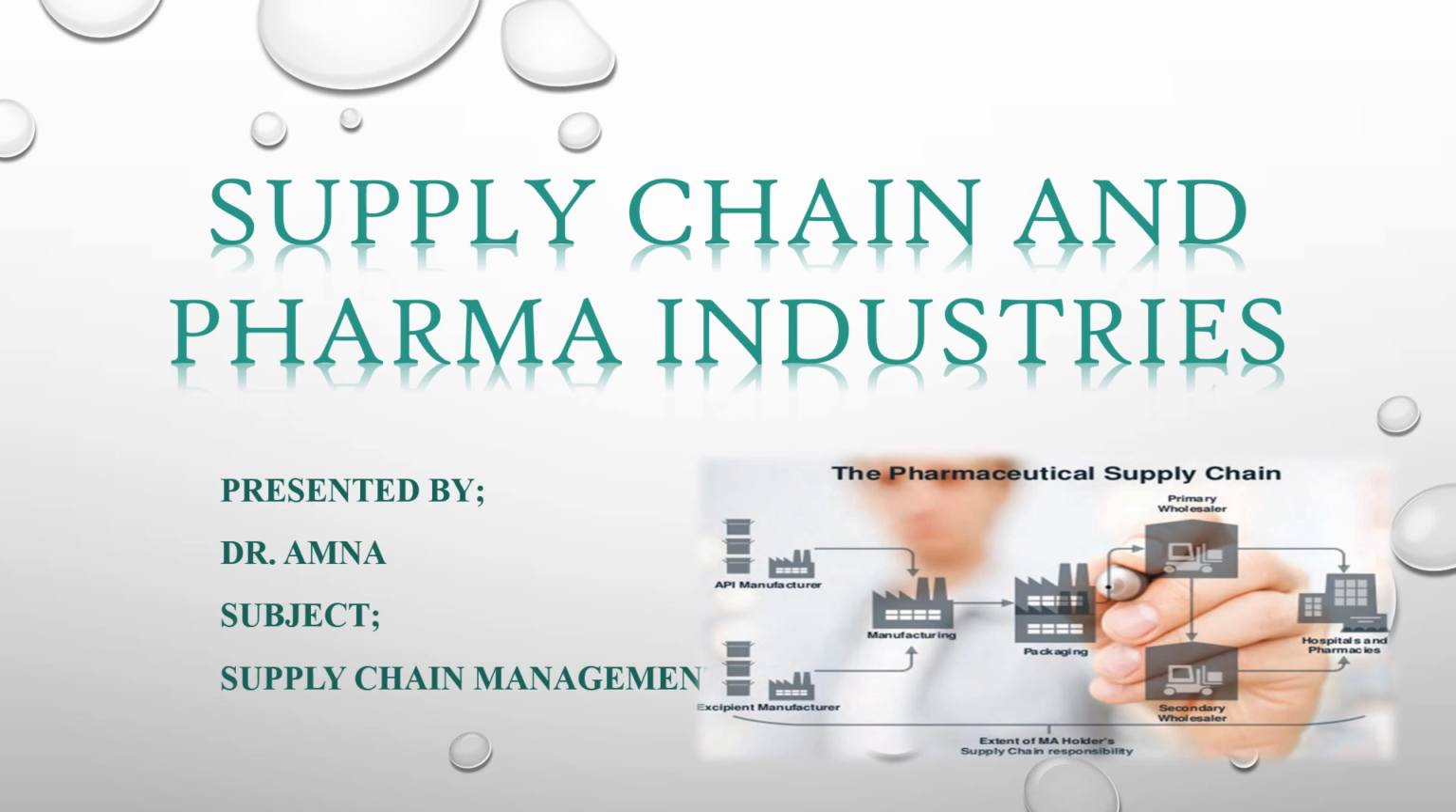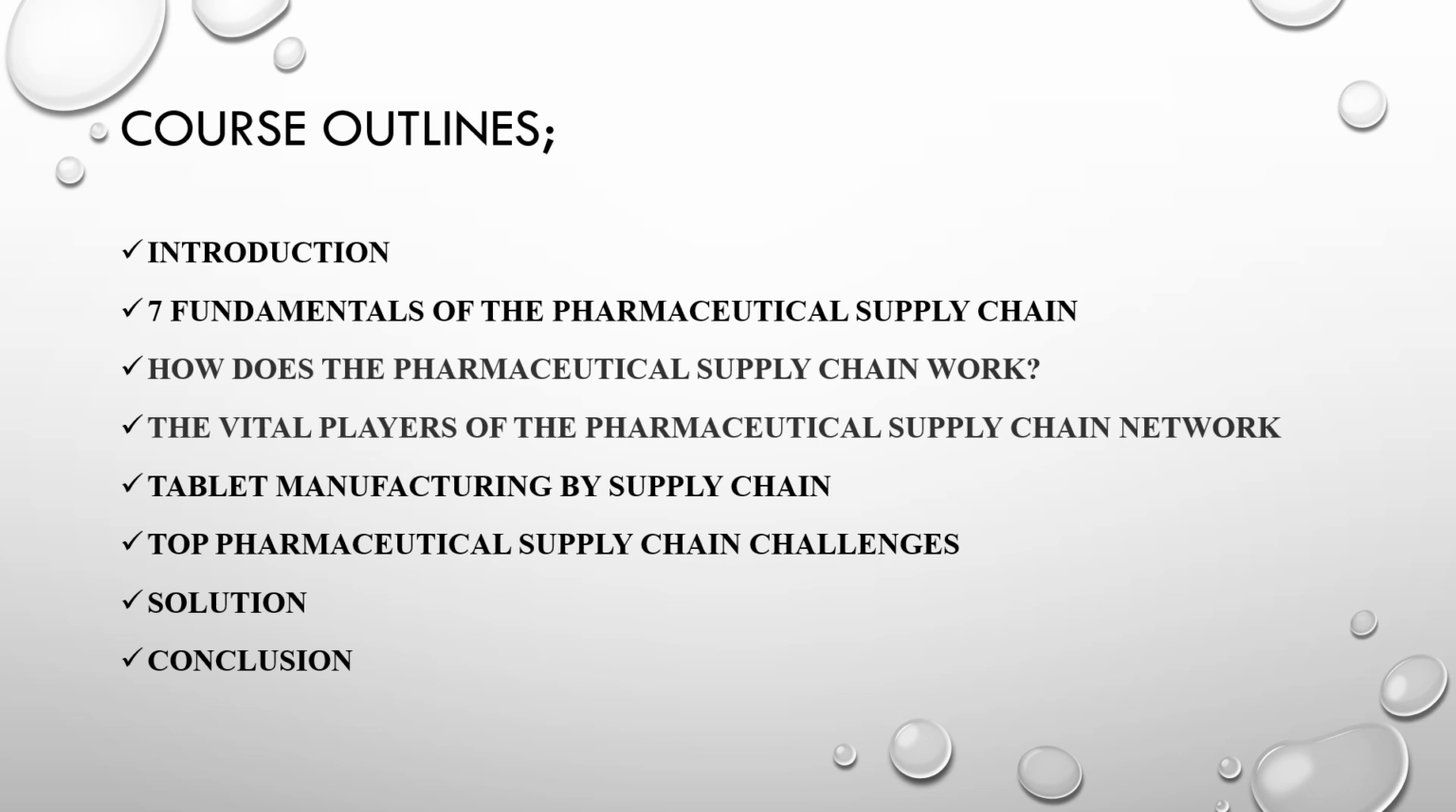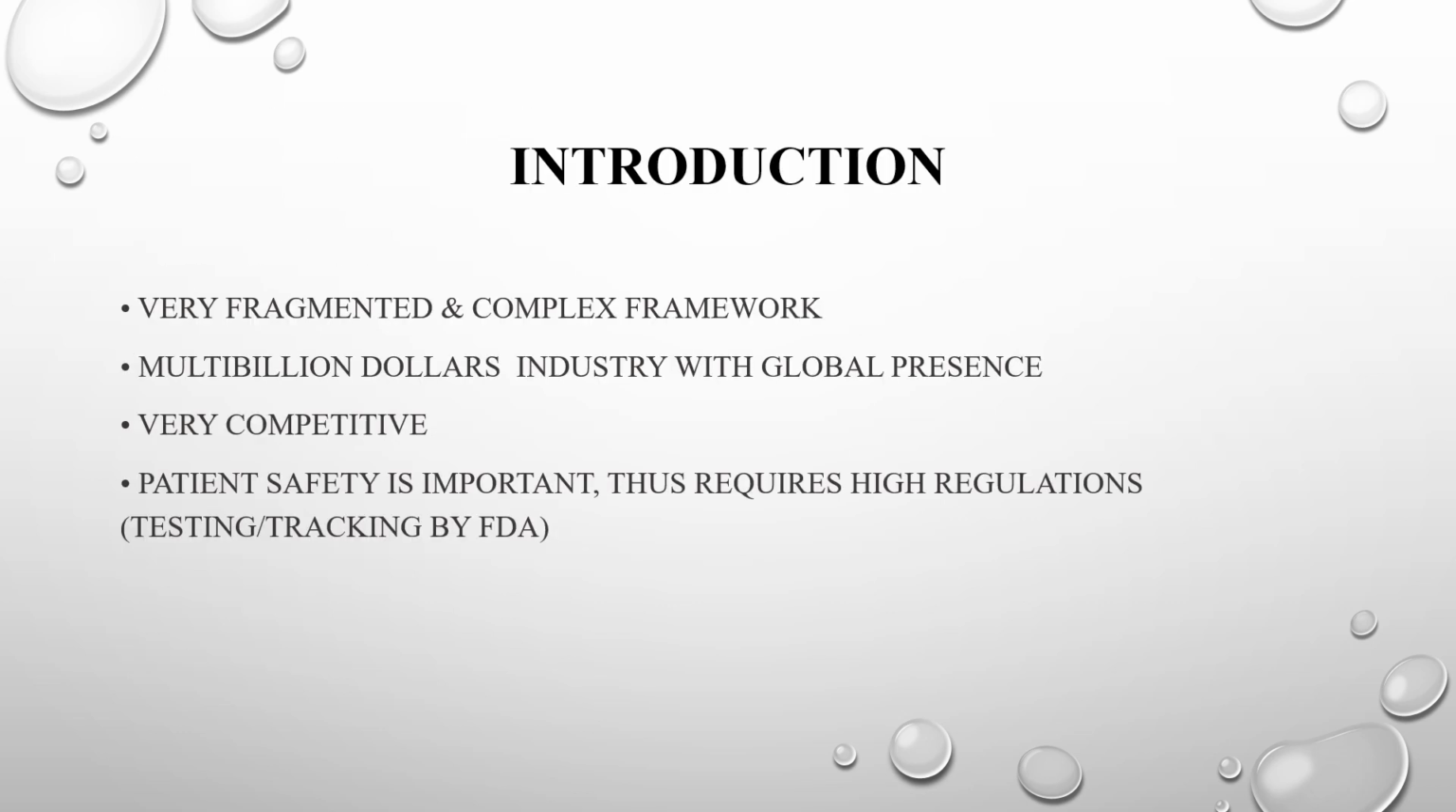This is me, Amna. Now I am coming with a new topic: supply chain in pharma industries. Let's move on to the introduction. Outline: Introduction. Seven fundamentals of pharmaceutical supply chain. How does the pharmaceutical supply chain work? The vital players in the pharmaceutical supply chain network. Tablet manufacturing by supply chain. Top pharmaceutical supply chain challenges. Solution. Conclusion. Let's start with the introduction.